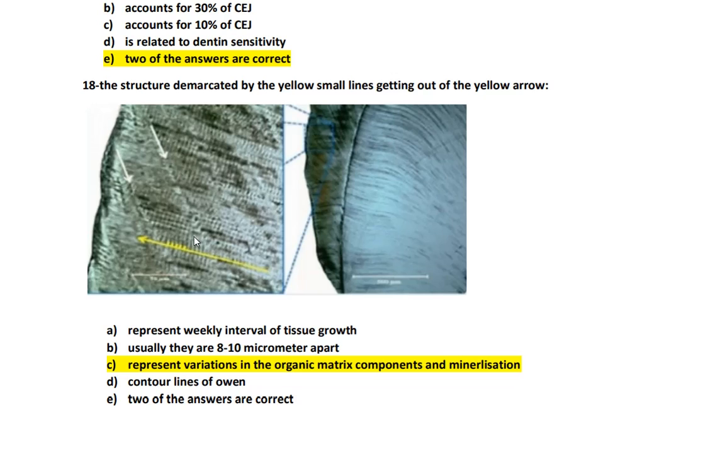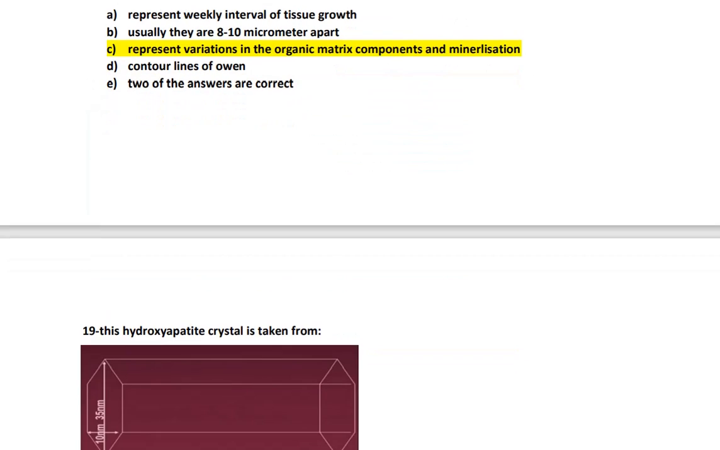cross striations. Cross striations, as we know, show a diurnal rhythm, meaning they are daily intervals. Represent weekly interval of the tissue growth. No, of course not. Usually they are 8 to 10 micrometers apart. No, they are 2.5 to 6 micrometers apart. Represent variation in the organic matrix component and mineralization. Yes, because they are incremental lines. Are contour lines of Owen? Definitely no, because contour lines of Owen are in the dentine.